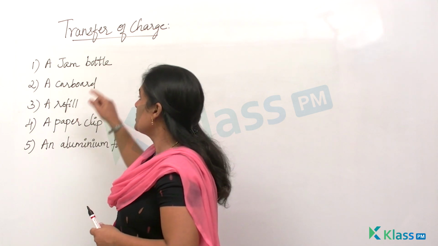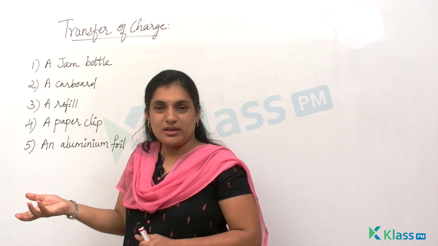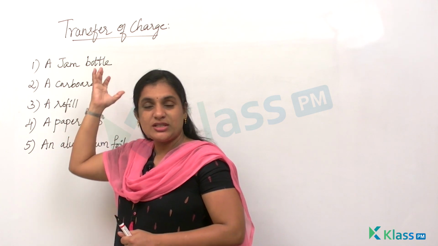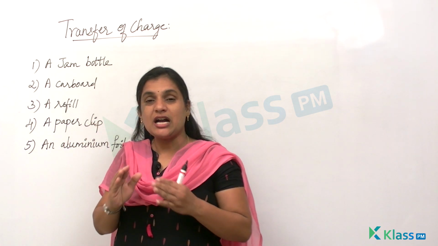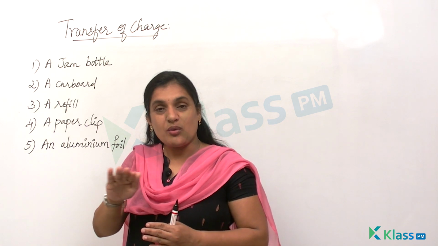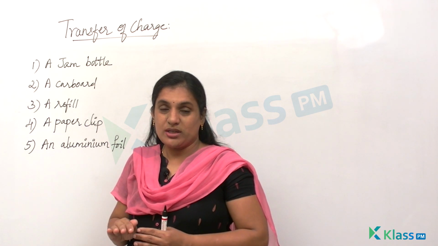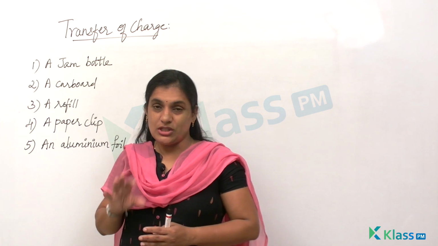What you're supposed to do is take an empty jam bottle. After you eat, definitely you'll throw the bottle, right? Instead of throwing it, you can use it to do this experiment. Take an empty jam bottle and a cardboard, so that you can cover the mouth of the jam bottle. See that the size of the cardboard should be bigger than the mouth of the jam bottle.